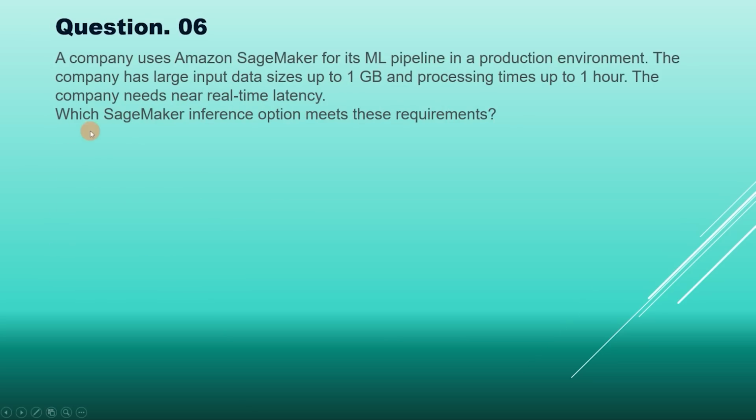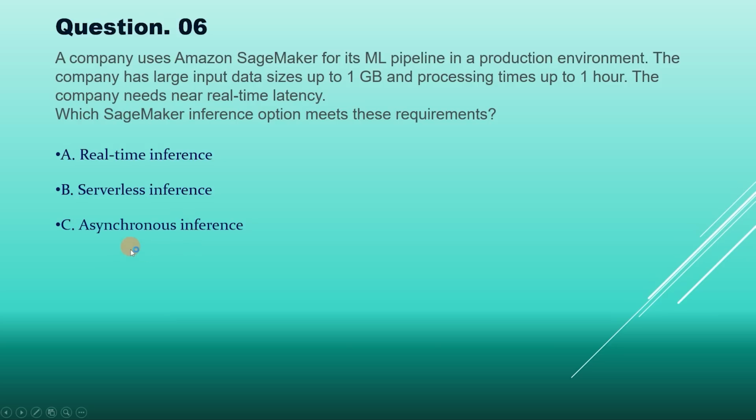Now question number 6. A company uses Amazon SageMaker for its ML pipeline in a production environment. The company has large input data sizes up to 1 GB and processing times up to 1 hour. The company needs near real-time latency. Which SageMaker inference option meets these requirements? So here are the options: real-time inference, serverless inference, asynchronous inference, batch transform. So take your time to guess the correct answer, and just take a hint, near real time is the keyword here. So you can think according to it.